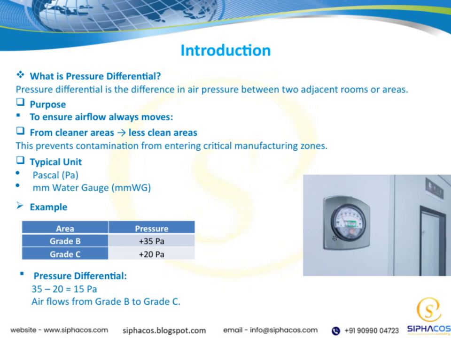Let's talk about pressure differential, the difference in air pressure between two connected spaces. Here, we see grade B at 35 pascals, grade C at 20 pascals, so the difference is 15 pascals. Air naturally flows from the higher pressure in grade B to the lower pressure in grade C. This movement is crucial. It keeps air moving from cleaner zones to less clean ones, stopping contamination from creeping into critical areas. We measure this difference in pascals, or millimeters of water gauge.